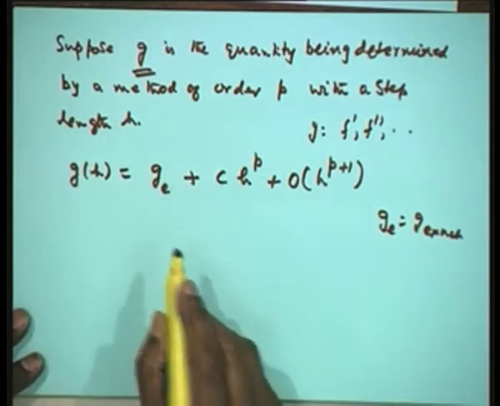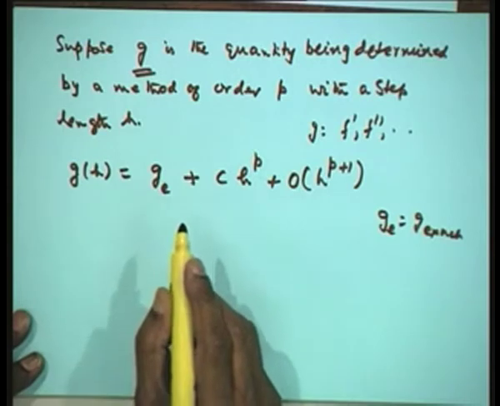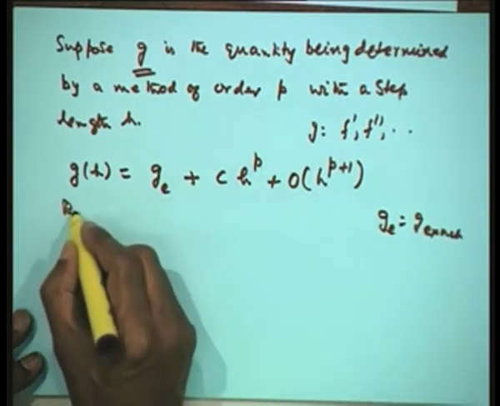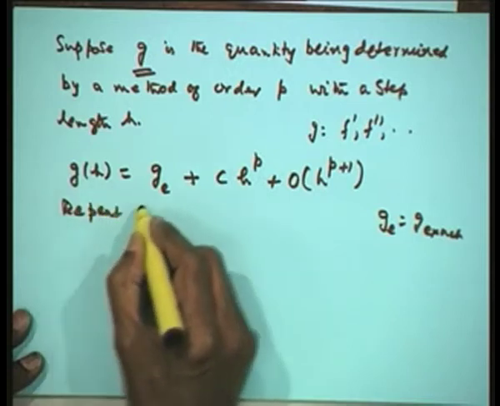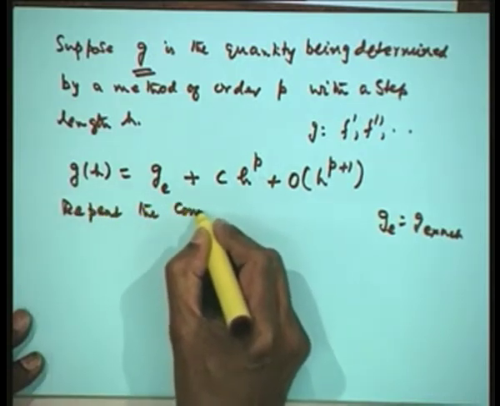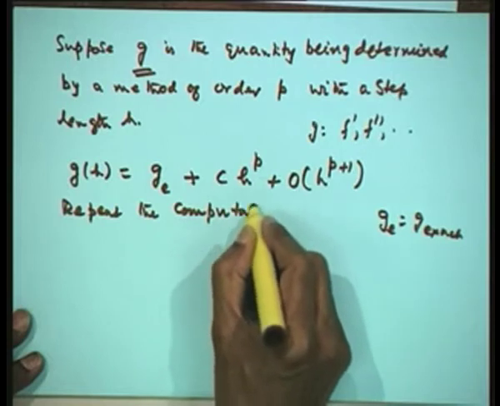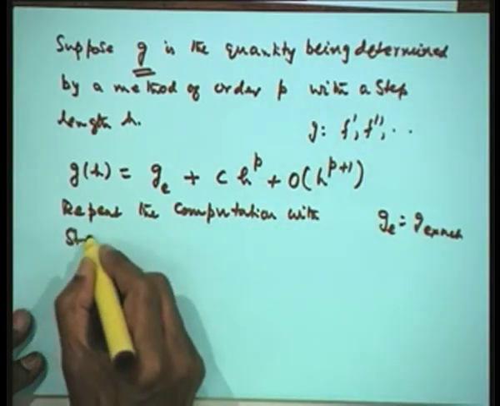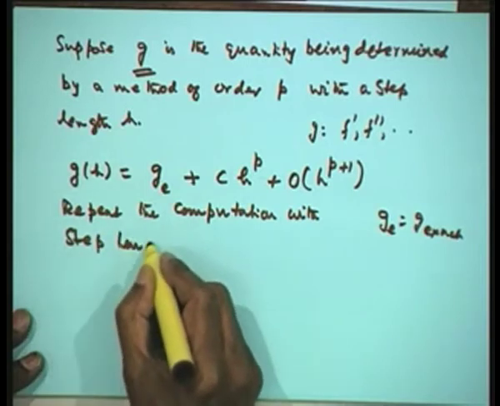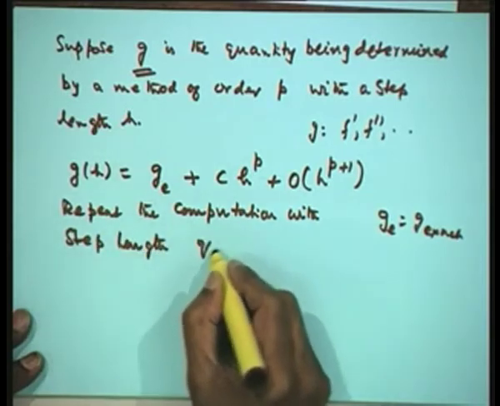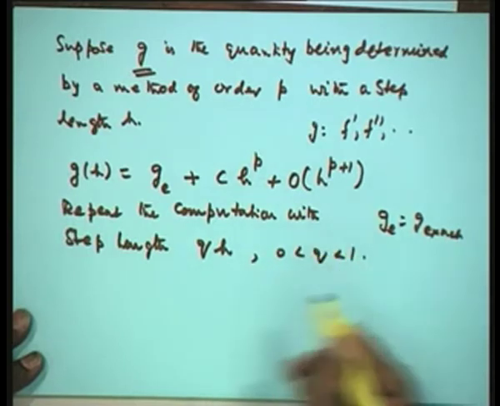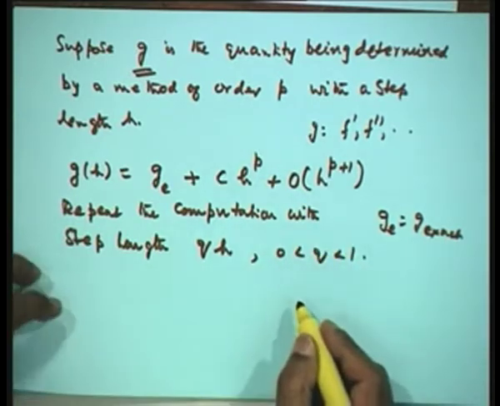I added the truncation error to the numerical solution to get the expression for the exact solution. Now, we repeat this computation with one more step length. Let us take q times h, and we take q smaller than 1, so that we are now decreasing the step length.